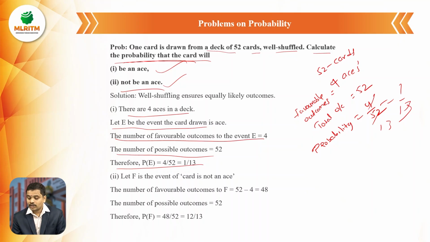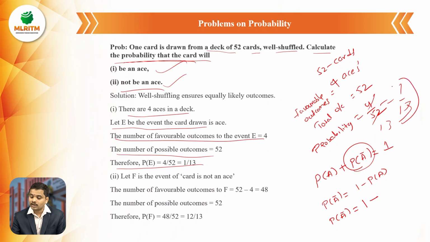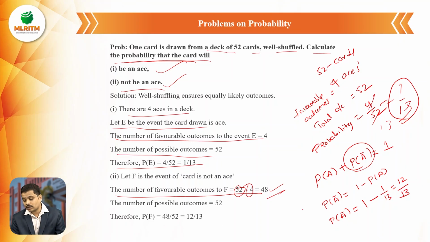As you know, the probability of the event occurring plus the probability of the event not occurring should equal 1. Here he is asking the probability of the event not occurring. P of A bar is equal to 1 minus P of A. That is 1 minus the occurrence probability, 1 by 13, which is 12 by 13. Like this we can also do it: the favorable outcomes 52 minus 4, that is 48 by 52, which is 12 by 13. Otherwise you can apply this formula also.